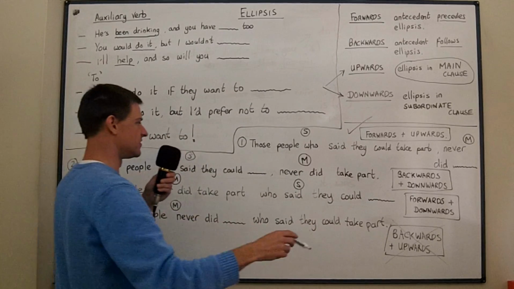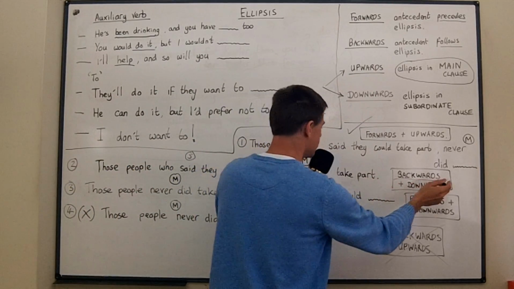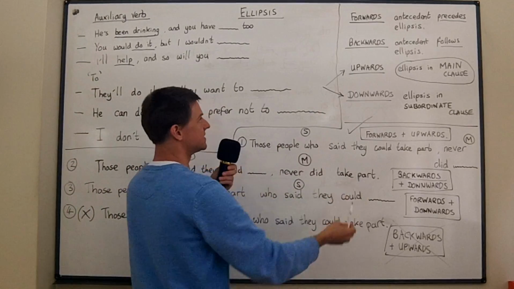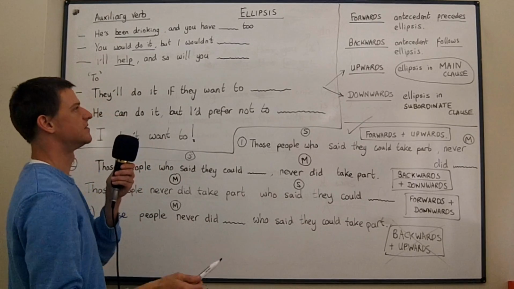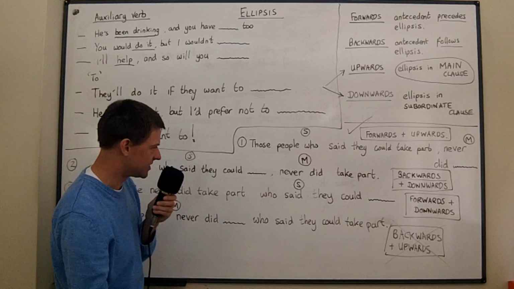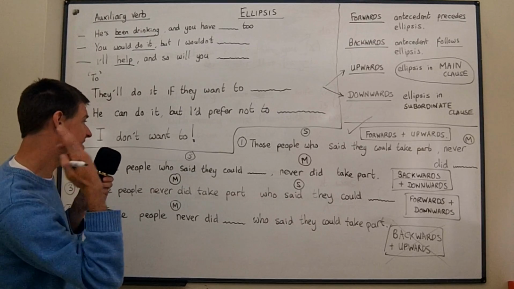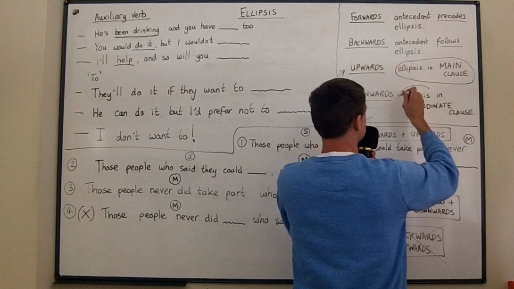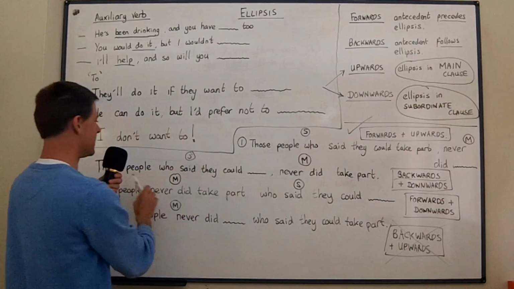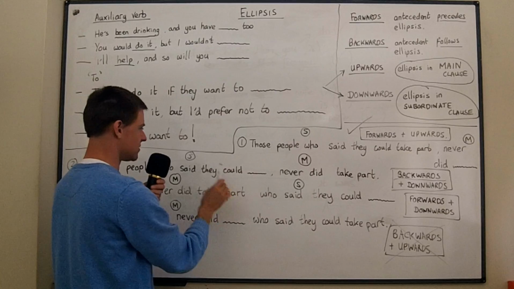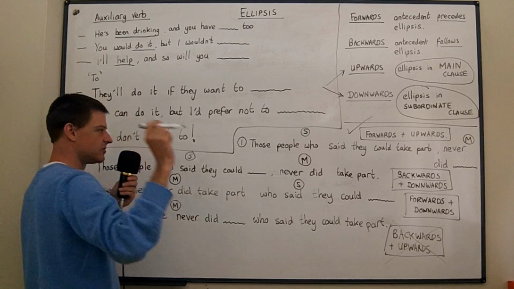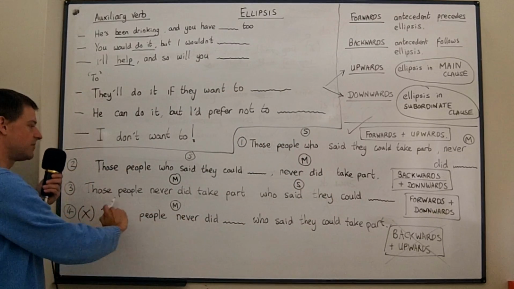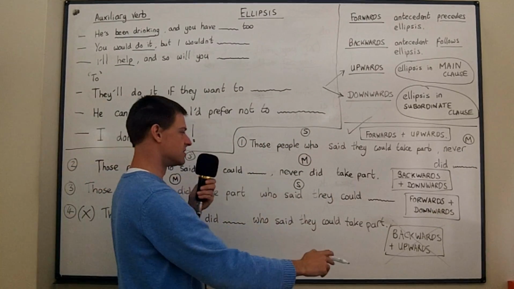Let's have a look at downwards now, but we're going to look at backwards as well. So you've already seen that this is backwards because the ellipsis precedes the antecedent. Yeah, exactly. The ellipsis precedes the antecedent and not the opposite way round. And it's downwards because the ellipsis is now in the subordinate clause. Okay? Those people who said they could. This is the subordinate clause. So the ellipsis in the subordinate is backwards and downwards. Now we're going to look at forwards and downwards. Those people never did take part who said they could.